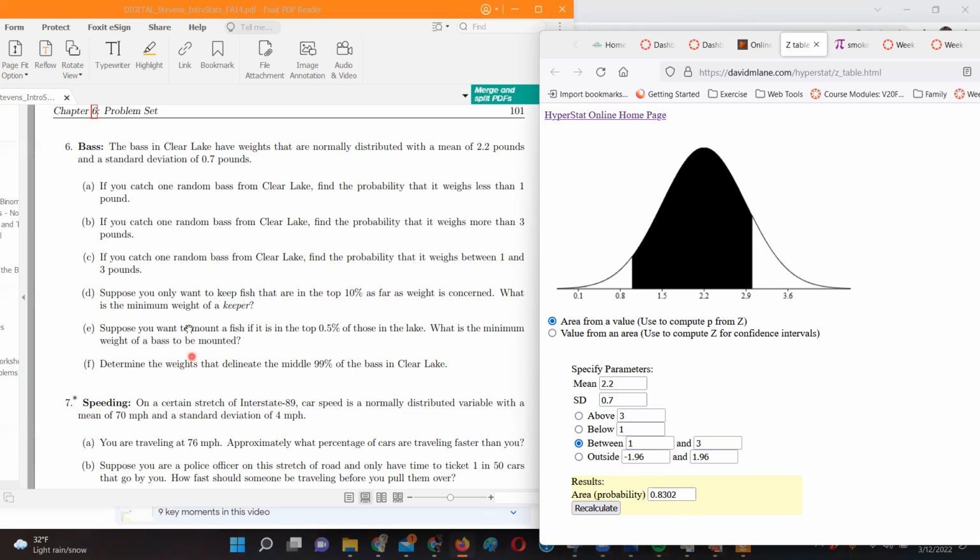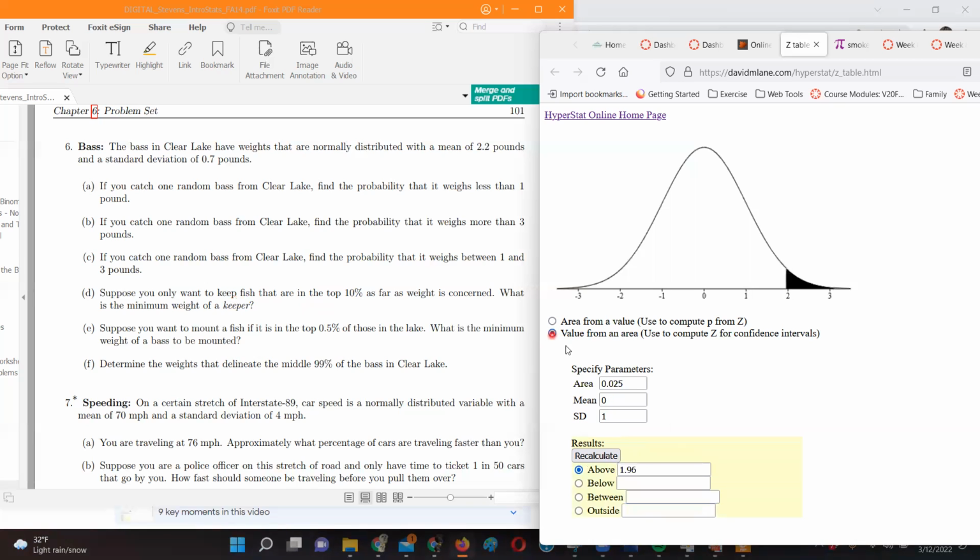Then we change gears in part D. They told us a probability; they aren't giving me an X. Before it was between 1 and 3 pounds, here they're telling me a percentage, which is a probability in this case. So instead of having to look up a z-score and go inside the table for 0.9, because it's 100 minus 10%, you can click on value from an area. Our area is a probability. So we click value from an area.